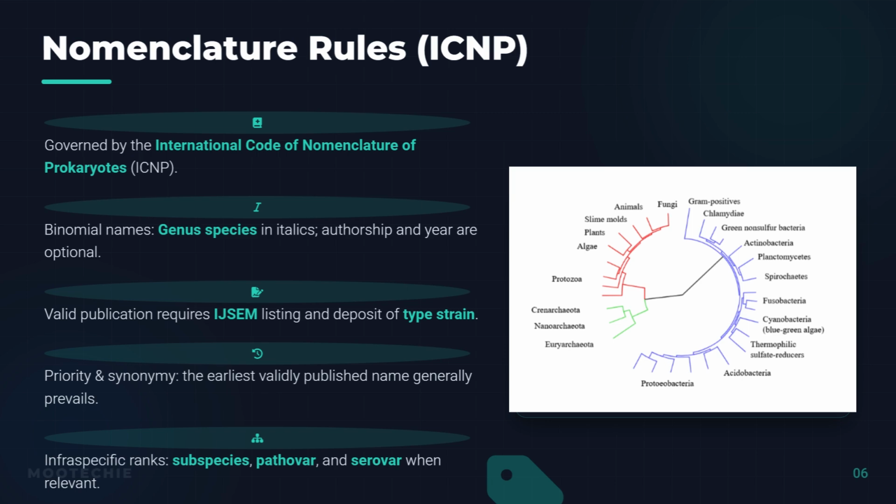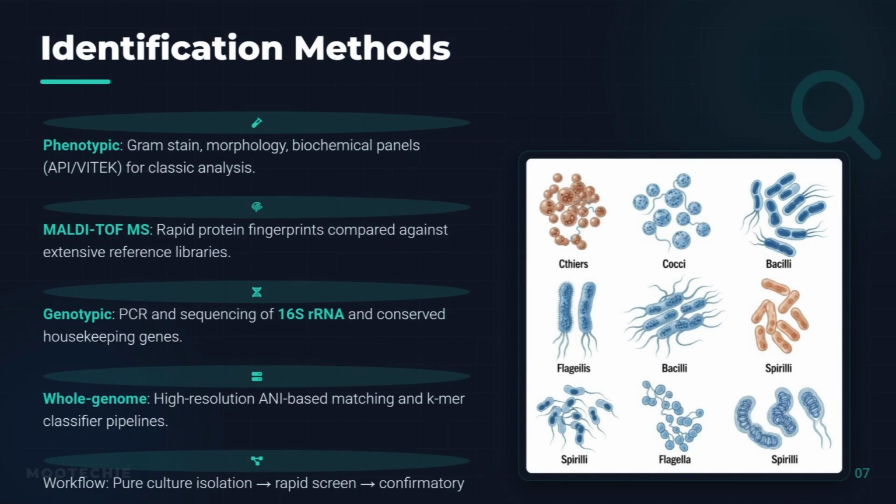The first correct name given to an organism usually sticks, preventing confusion from multiple names for the same thing. Rule 4. Infra-specific ranks, subspecies, pathovar, and serovar when relevant. For even finer detail, we can name variants within a species, like strains that cause specific diseases or have different surface proteins. The bottom of the slide lists various bacterial groups, illustrating the diversity of names and categories that fall under these naming rules.